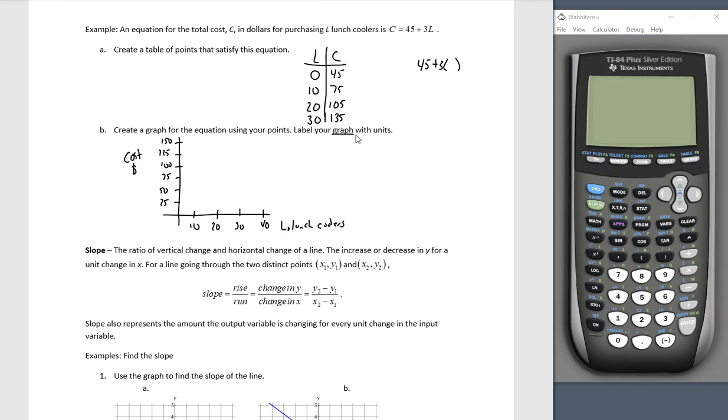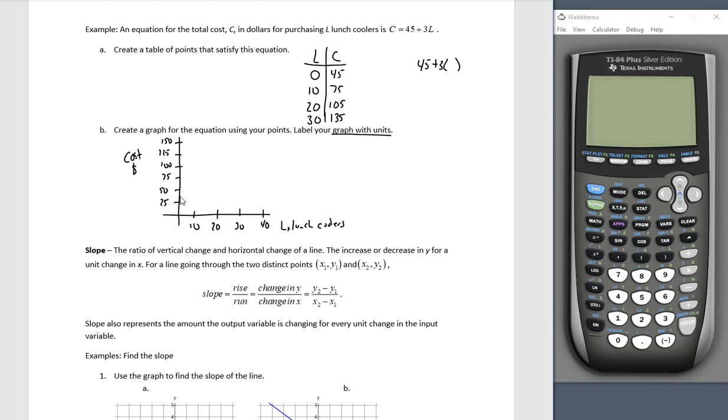It's always a good idea to label your graph with units. So what do the 10, 20, and 30 represent? They represent the number of lunch coolers. What does the 25, 50, 75 represent? It represents the cost in dollars. This tells your reader, whoever's looking at your work, what it is that you're discussing here.